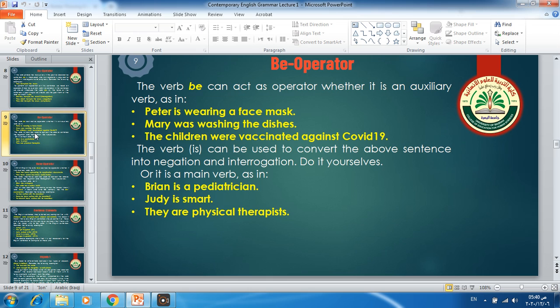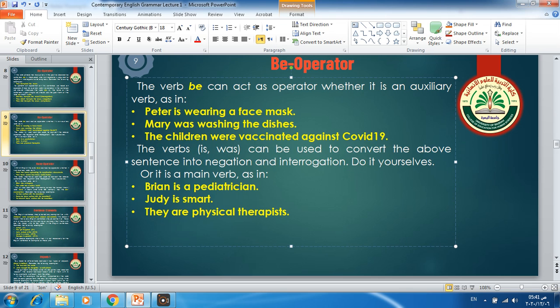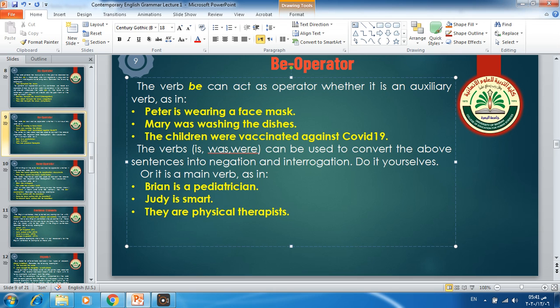So these verbs can be used to convert the above sentences into negation and interrogation. So the verbs is, was, and were can be used to convert the above sentences into negation and interrogation.